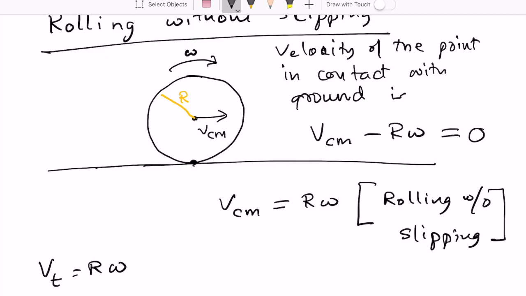So what is this VCM equals R omega telling us? It's telling us that when an object is rolling without slipping, like this wheel that I have here, then there is a relationship between the rate at which it's rotating, omega, and how fast it's moving. That relationship is velocity of the center of mass equals radius multiplied by the angular velocity of rotation of that object. This is going to be an extremely important formula for the next couple of slides. And please remember that this formula only applies when the object is rolling without slipping. It's not generally true.